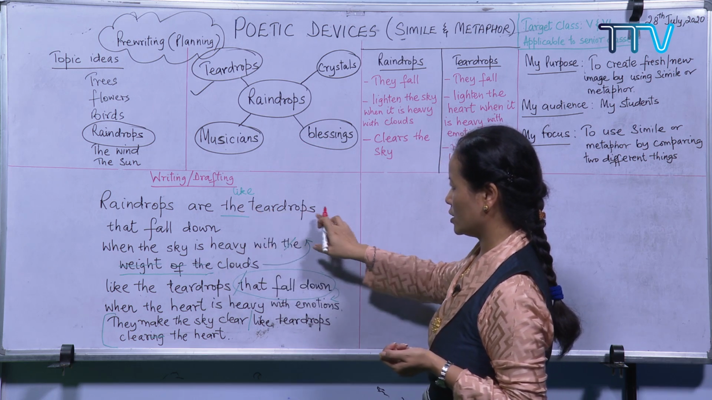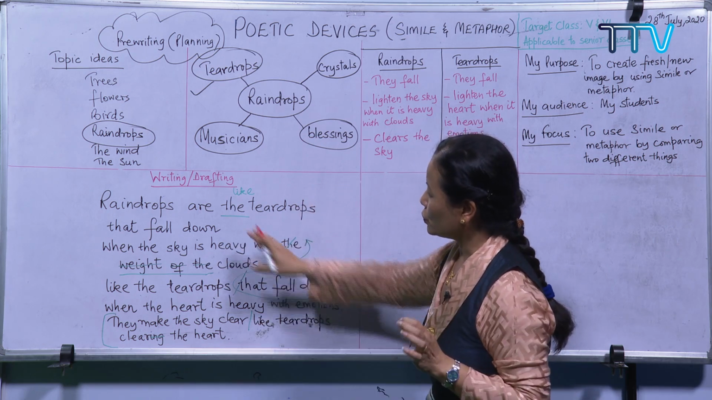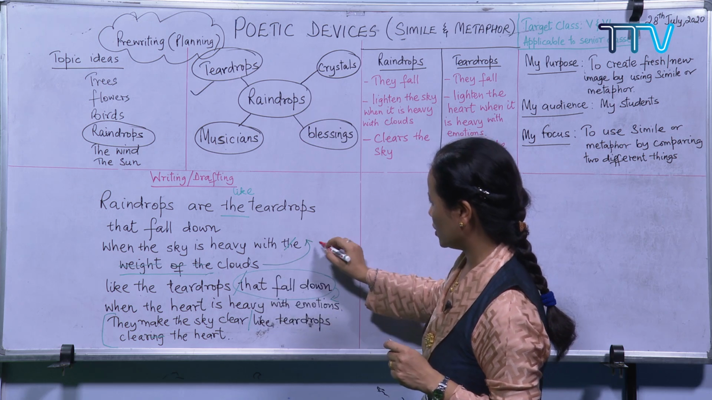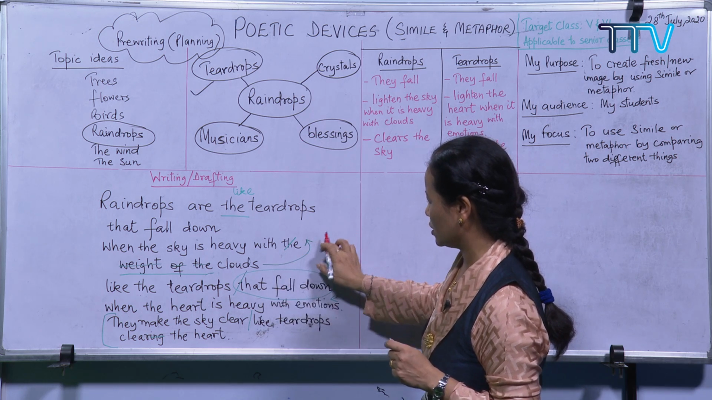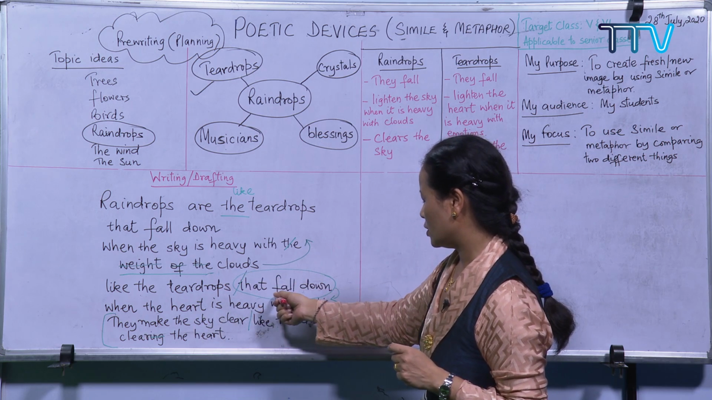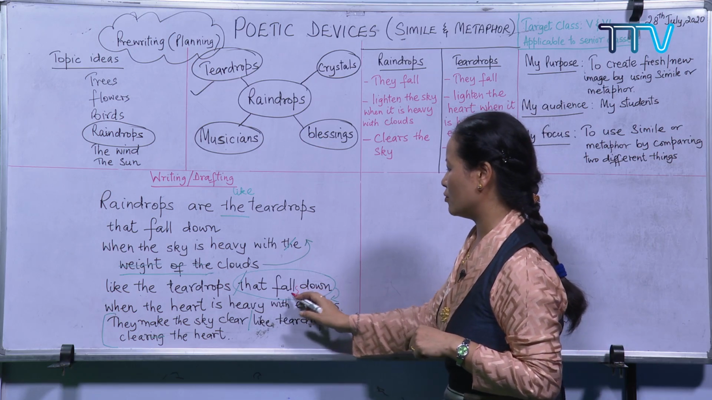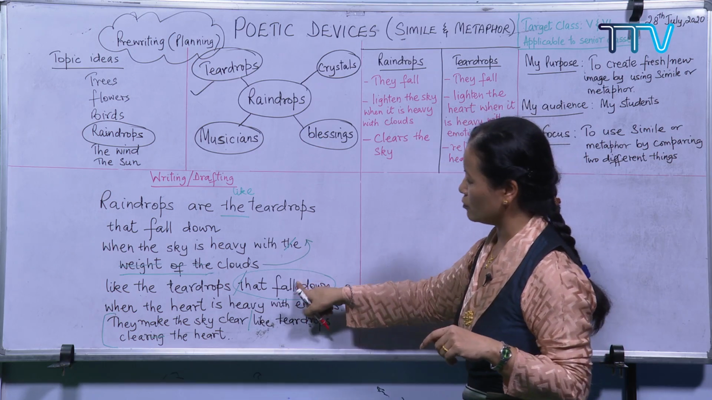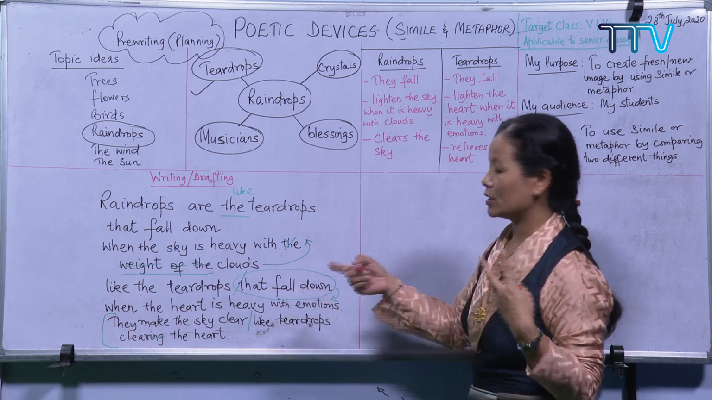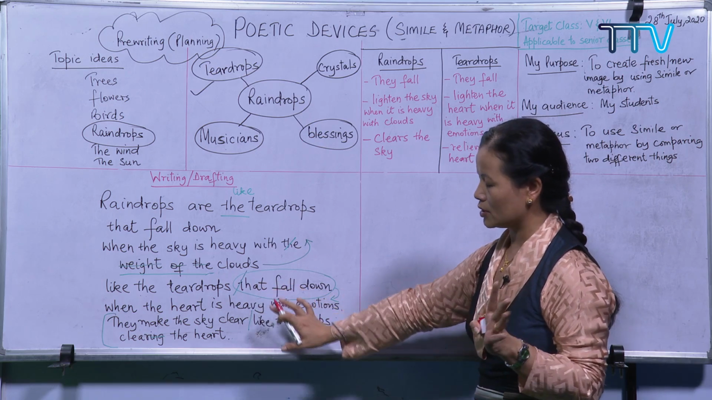So, raindrops are like teardrops that fall down, so no punctuation mark is needed, okay, good to go now. When the sky is heavy with clouds, okay, I will put the clouds here, right, like the teardrops that fall down. In case I had written "falls down," then it may be wrong. So, I will have to remove the s, because the subject does not agree with the verb, right, but here I have not made any mistake, very good.